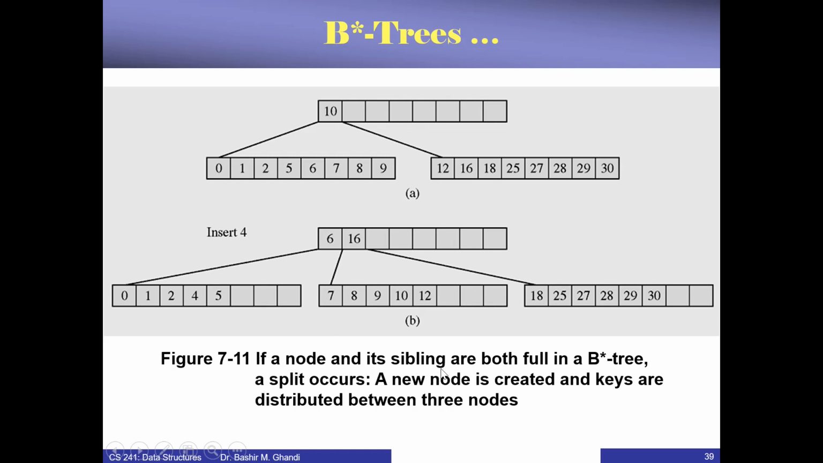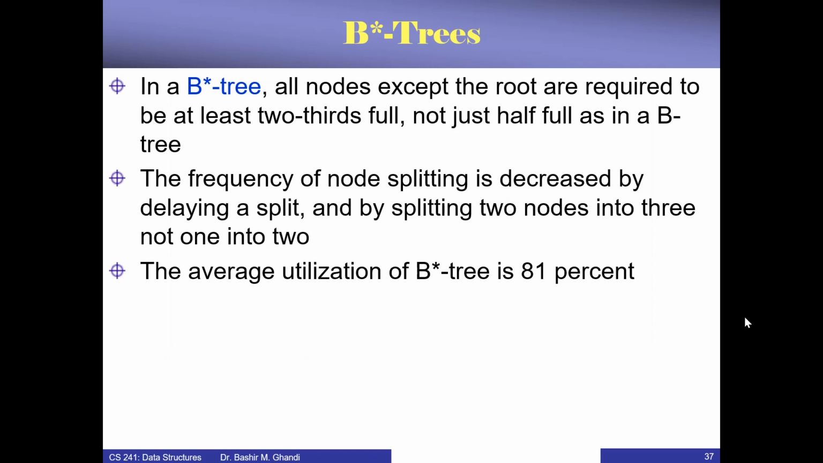So if a node and its siblings are both full in a B star tree, a split occurs. A new node is created and the keys are distributed between the 3 nodes, as you can see here. Our interest is not for you to know how to do this insertion in B star trees, but just to have an idea about it. That B star tree is more efficient. It is usually 81% full. I mean, utilization is 2/3. We said 2/3 is about 81% compared to B trees.